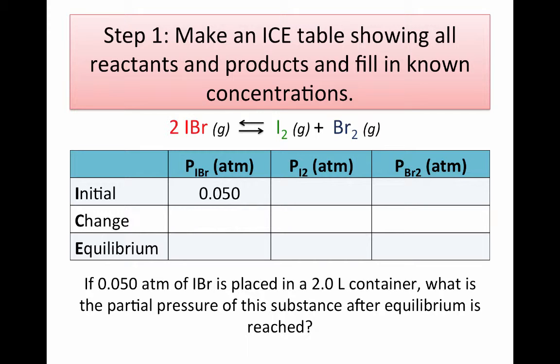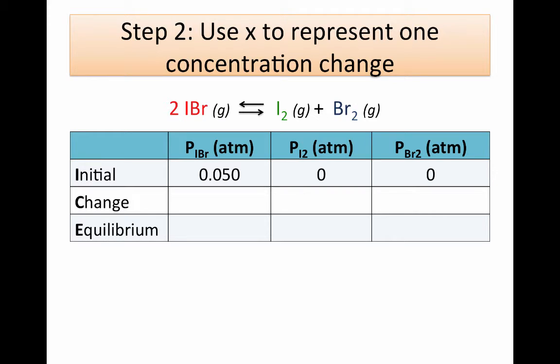Now, it doesn't say anything about the pressure of the iodine gas or the bromine gas. That's because we didn't add any, so those are going to be 0. Now we go on to step 2. We're going to use X to represent one concentration change. I have chosen to use X to represent the change in iodine gas. And we'll talk a little more about why we did that. It doesn't really matter which you choose. I felt this would be a little easier from an algebraic standpoint. But you could pick IBr if you wanted. Okay, so if we have 0 at the beginning and we add X, then our equilibrium concentration of iodine will be X.